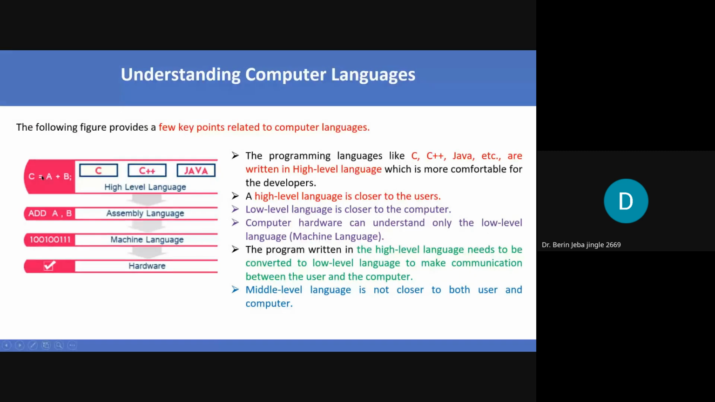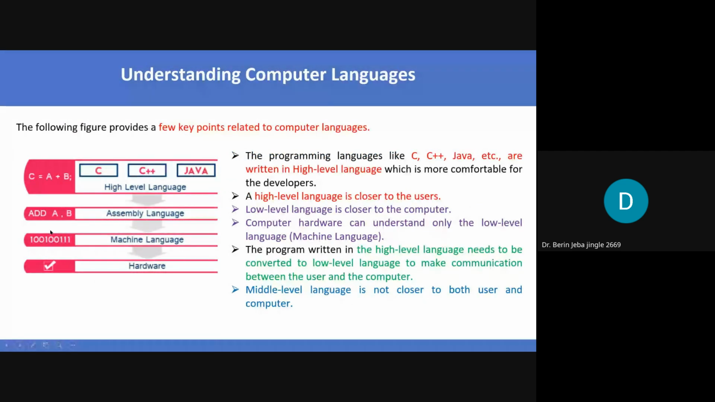But in high level languages like C, C++, Java, if you want to add two numbers, we just give C equals A plus B. How easily we are representing it. We just feed this to the computer, and compilers will translate these codes into low level, machine level language. Once again, everything runs on hardware. Machine language is zeros and ones, assembly language is mnemonics plus operands, and high level language is like human interaction language.